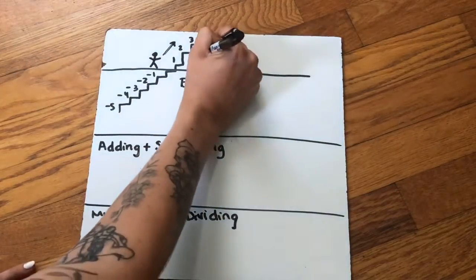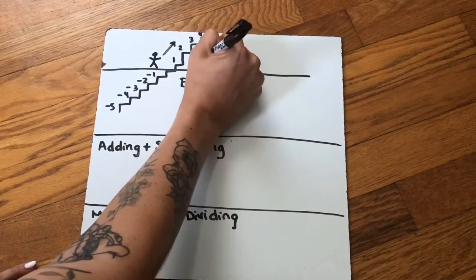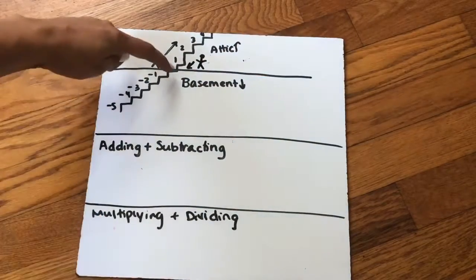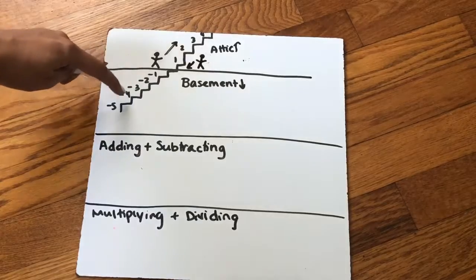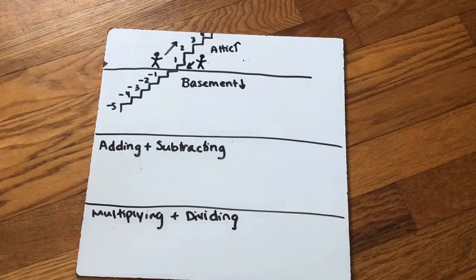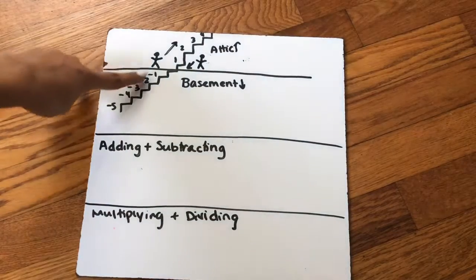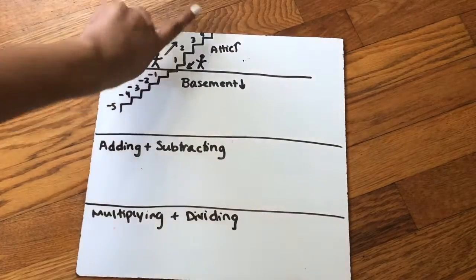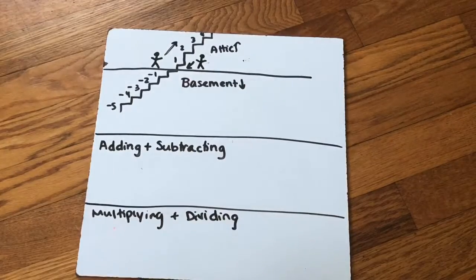But if I am going to go downstairs, if I'm going to go down to the basement, as I walk down, I'm going to say 1, 2, 3, 4, 5. So this might just be a different way to think of the number line because those negative numbers seem to go backwards. If you think of going upstairs and downstairs, that might help you a little bit.